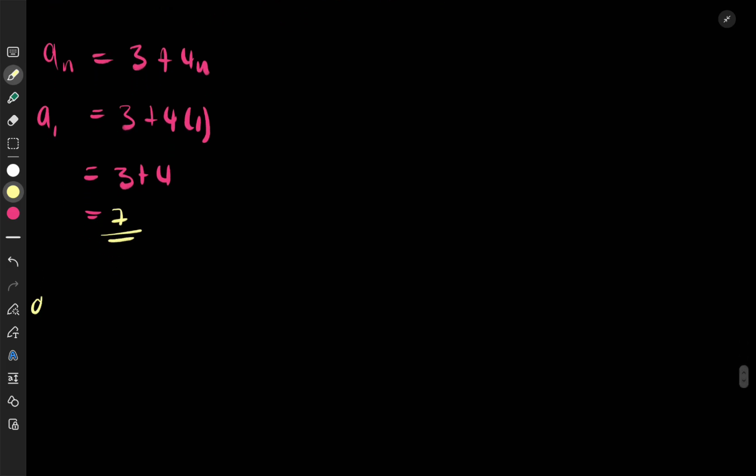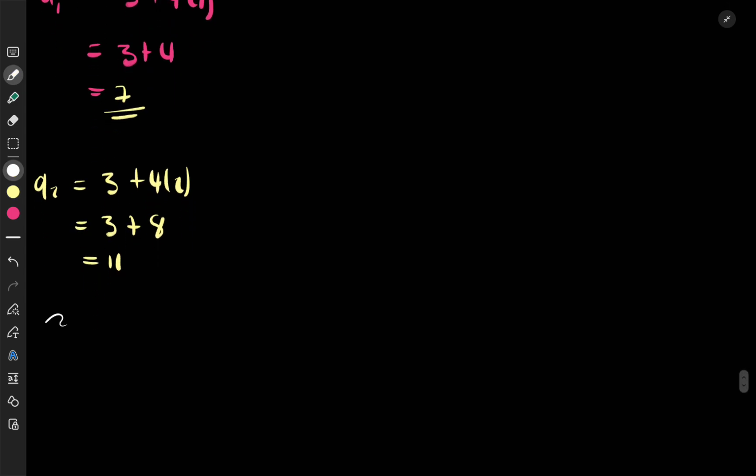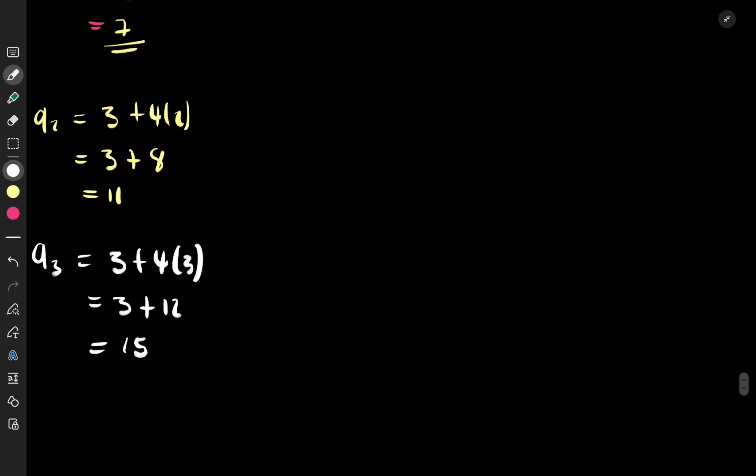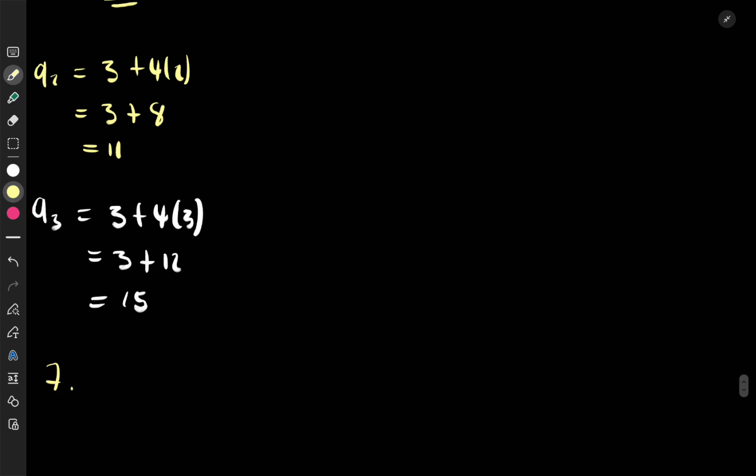And I can therefore say my A2 is going to be 3 plus 4 by 2, which is 3 plus 8, equal to 11. And I can even then put my A3, which is going to be 3 plus 4 by 3, which is 3 plus 12, equal to 15. So we can show that 7, 11, 15, and it keeps going on.